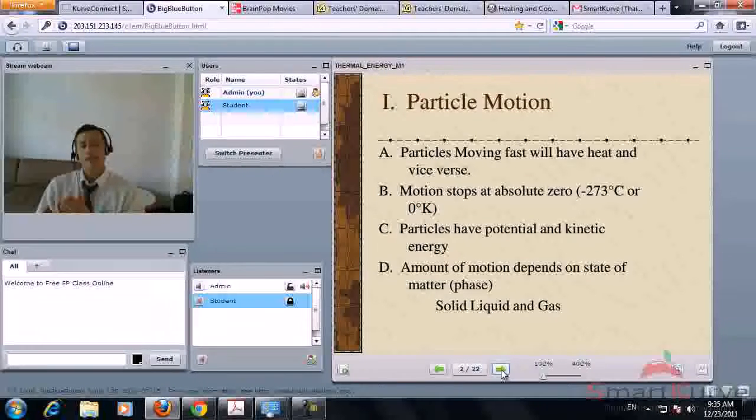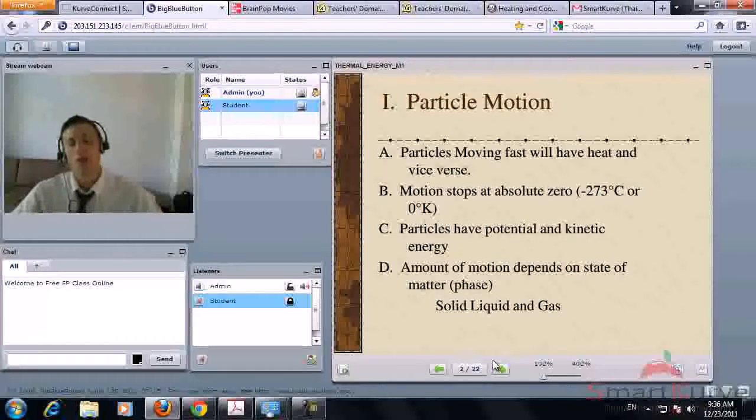Now, as that solid gets colder and colder, the particles will move slower and slower and slower until they finally stop at a temperature which we call absolute zero, negative 273 Celsius. That's 0 degrees Kelvin. And that's when particles stop moving completely. They have 0 potential and 0 kinetic energy at all. All right.